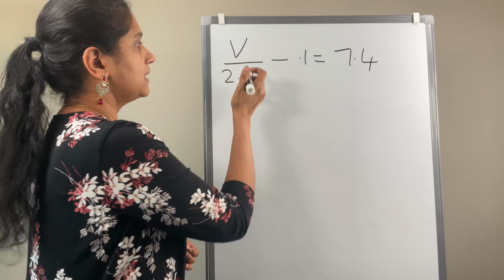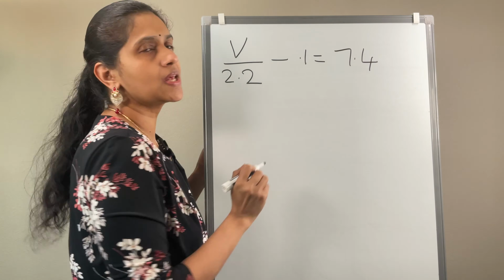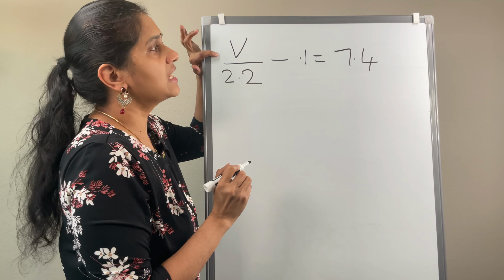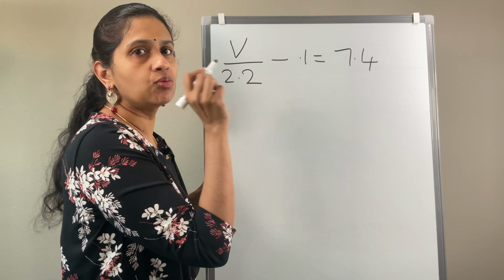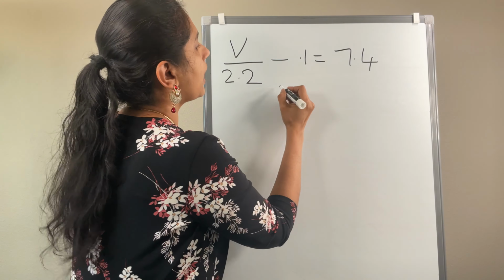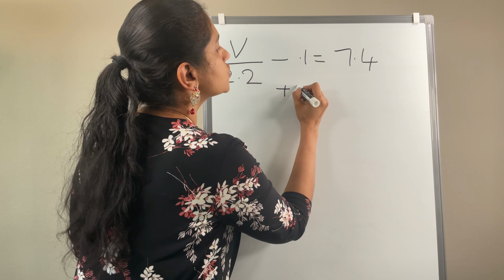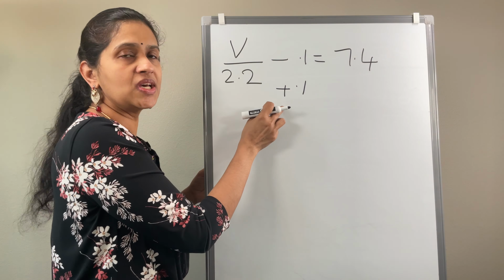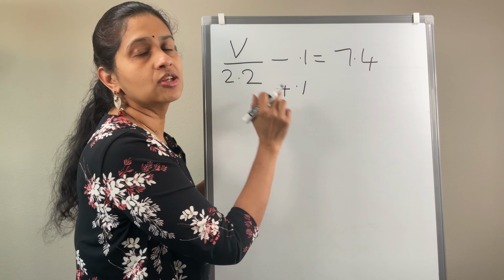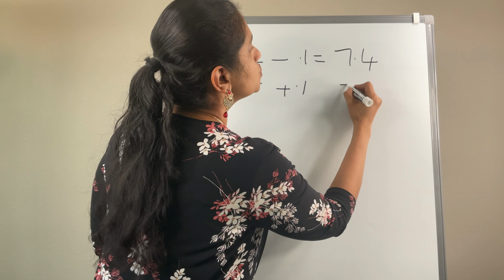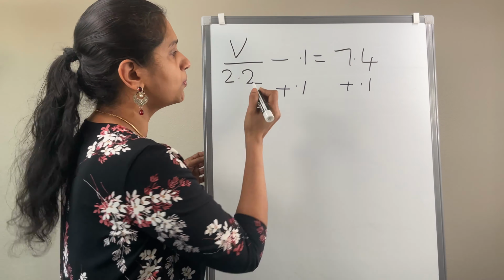Consider the example v divided by 2.2 minus 0.1 equals 7.4. So we have to isolate this variable v. For that, first need to avoid minus 0.1 which is near the variable v. So I am taking the inverse of minus 0.1 which is positive 0.1. Inverse of negative is positive. So I am adding 0.1 on one side. So in order to balance the equation, I need to do the same thing on the other side also. So I am adding positive 0.1 on both the sides.